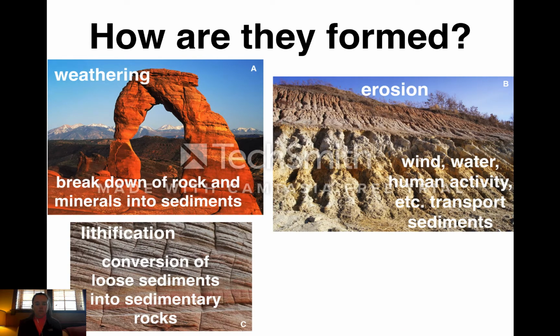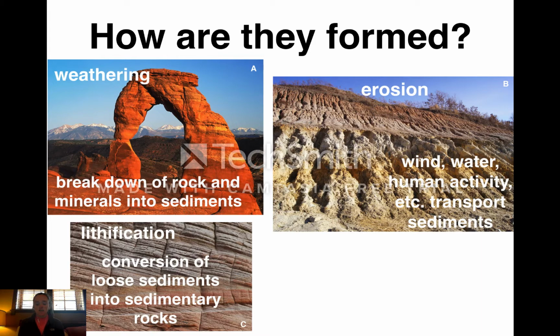So how are they formed? Sedimentary rocks are formed through a multi-step process. First, weathering breaks down rocks and minerals of pre-existing rocks into sediment particles. As seen in photo A, physical elements over time, like wind, broke down this rock structure and created a hole in it. The rock that used to fill the hole are now the sediment particles.